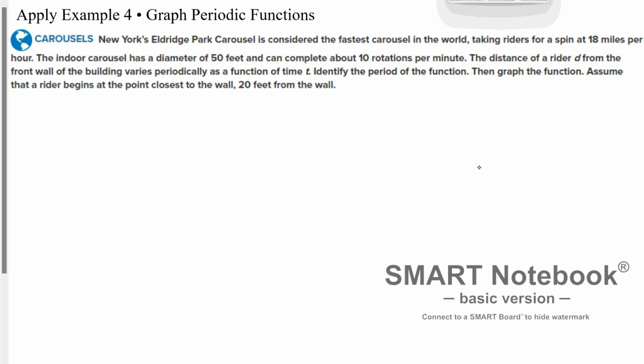Okay, in example 4, we're going to graph the periodic function, and we're going to apply it. So we have New York. In New York, we have Elitch Gardens carousel, and it's known as the fastest carousel in the world. It can go up to 18 miles per hour. The indoor carousel is 50 meters in diameter.